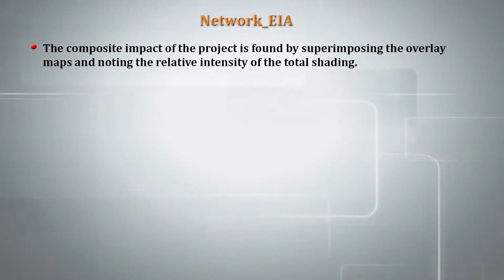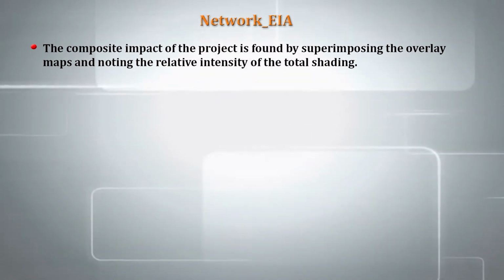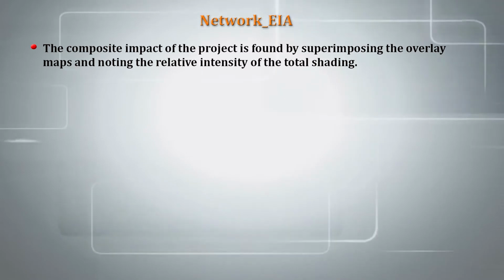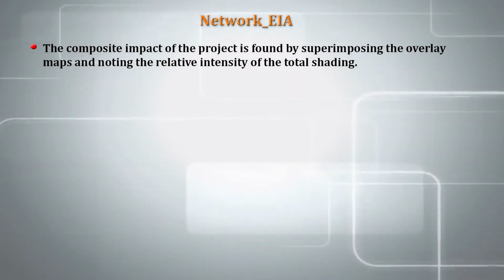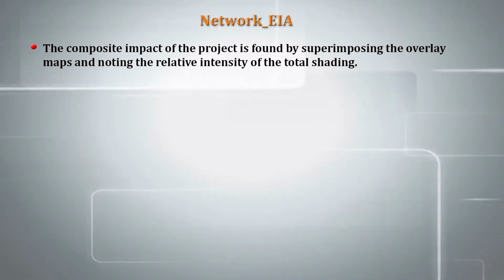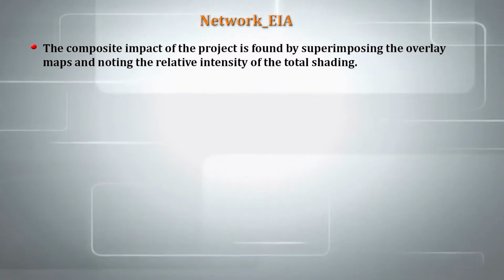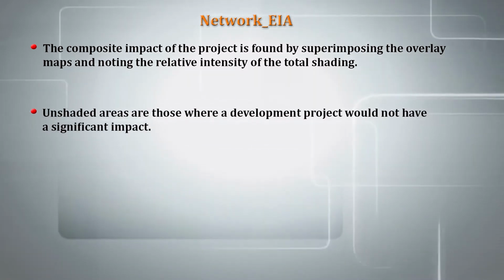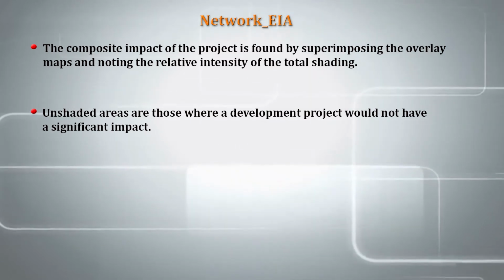And when you look at the composite impact of a project, by composite I mean the cumulative impact. It is found by superimposing the overlay maps one above the other. Finally you get the composite map, which shows the relative intensity of the total shading. And in case certain areas are not shaded, it shows that the development project does not have any significant effect on that particular region.